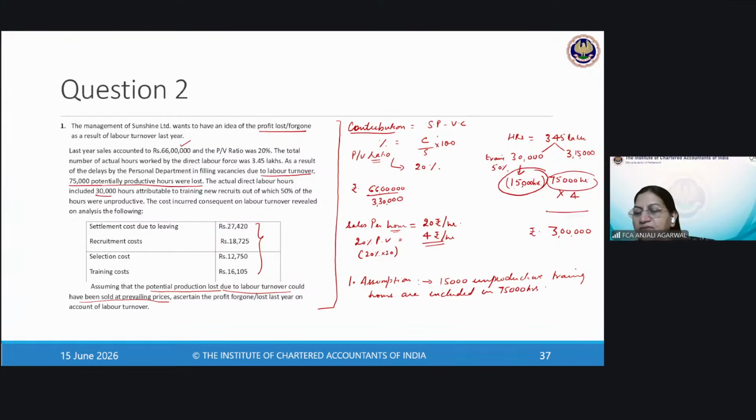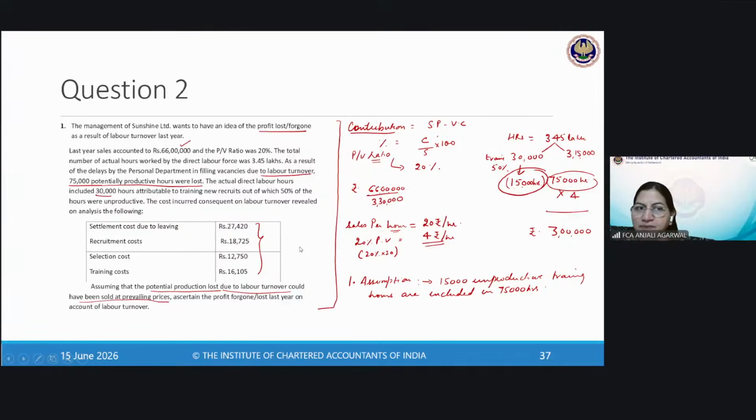Otherwise, it would be 75,000 plus 15,000, 90,000 into 4, 3,60,000 plus these extra costs. So the question is not mentioning. It's saying filling vacancies due to labor turnover, 75,000 potentially productive hours were lost. So is 75,000 potentially productive hours lost the total, or apart from training hours being unproductive? So you can make an assumption.